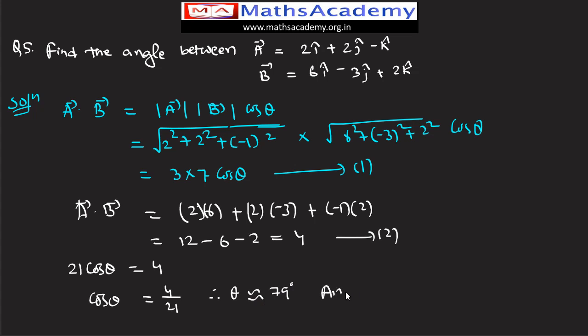Hope all of you understand how to calculate the angle between two vectors. We write the dot product of the vectors in two different ways, one by using the properties, another by using the definition, and we compare them and calculate the angle between them.